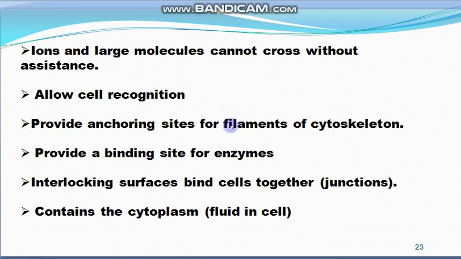And then the cell membrane provides anchoring sites for filaments of the cytoskeleton, and it provides a binding site for enzymes, and interlocking surfaces bind cells together. So the cell membrane is the junction between the two cells. And then inside the cell membrane or the plasma membrane, there is present the cytoplasm, which is the fluid in the cell. So these are the functions of the cell membrane or the plasma membrane.